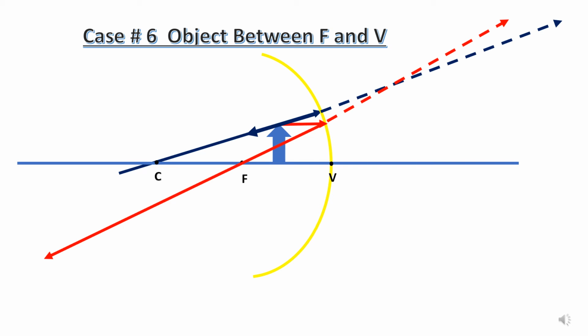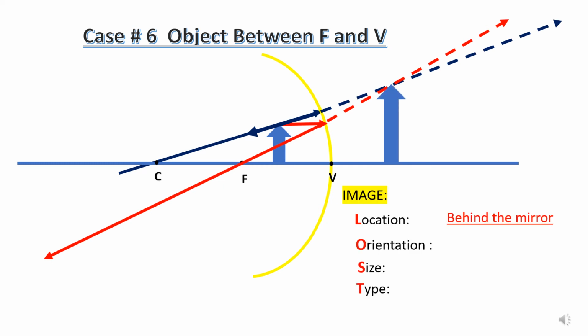You have to use broken lines to show the virtual lines. Yes, it is behind the mirror. The image is upright and magnified or larger. And it is virtual because the image is formed behind the mirror.